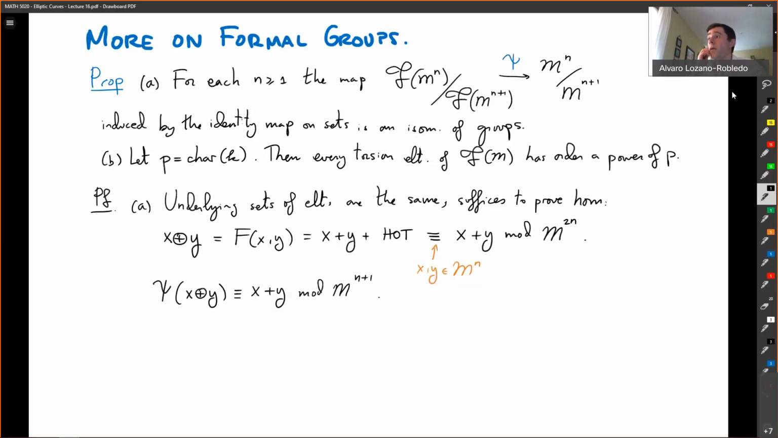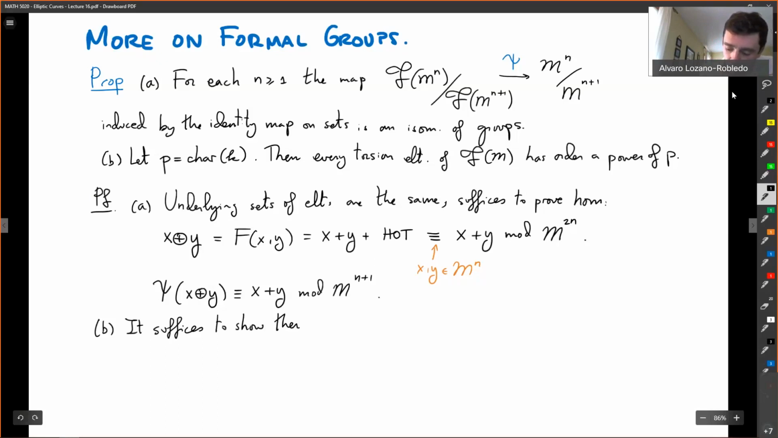And then for the second part, the fact that every torsion element has order a power of p, it suffices to show that there are no elements of order, let's call it m, that is prime to p.